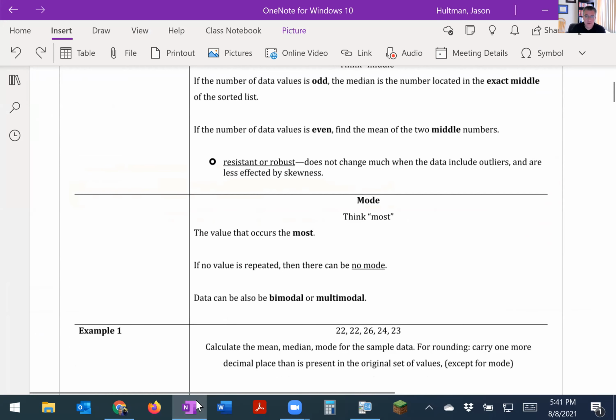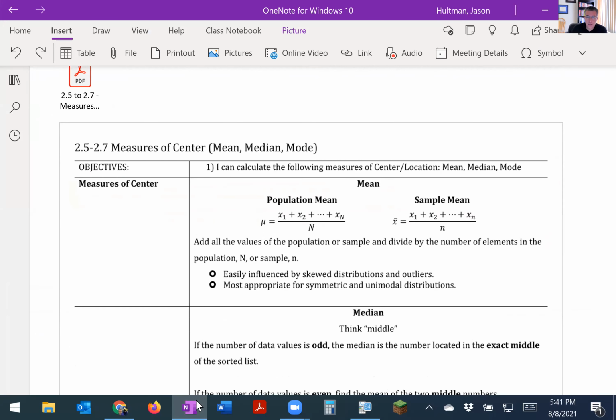Okay, 2.5 to 2.7. One, I can calculate the following measures of center location: mean, median, and mode, and then again, we're going to also use standard deviation here.